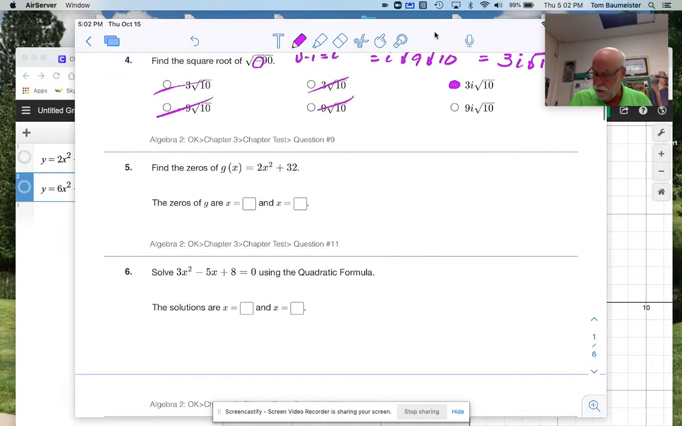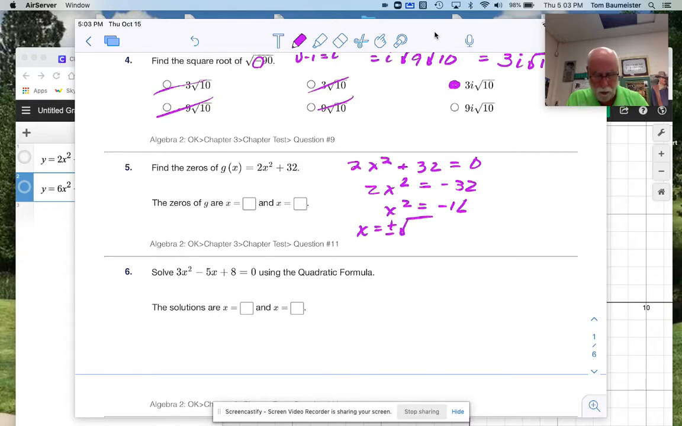Number 5, find the zeros of g of x is equal to 2x squared plus 32. So 2x squared plus 32 is equal to 0. Let's try it a different way. Let's just go ahead and put the 32 on the other side already. I can still divide by 2, so x squared is equal to negative 16. So again, x is equal to plus or minus the square root of negative 16.